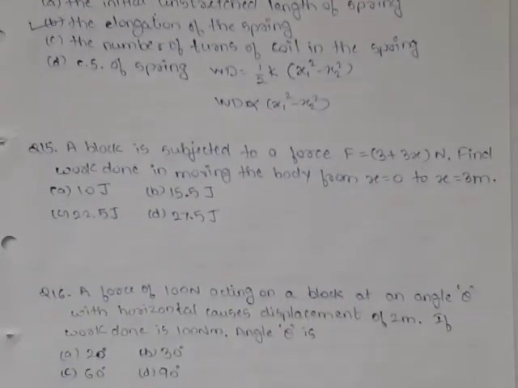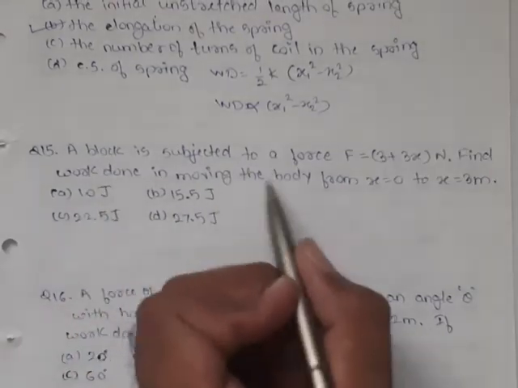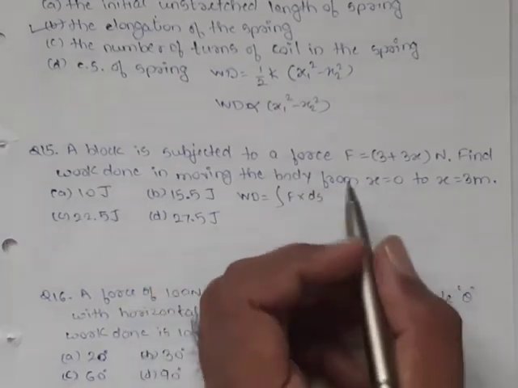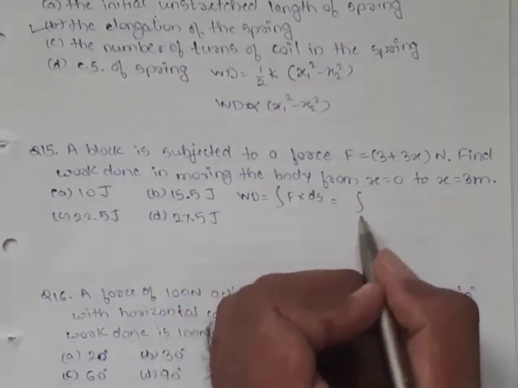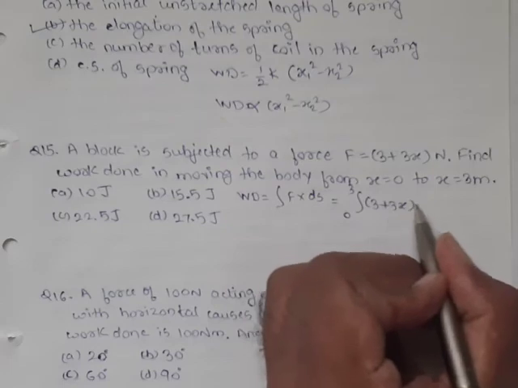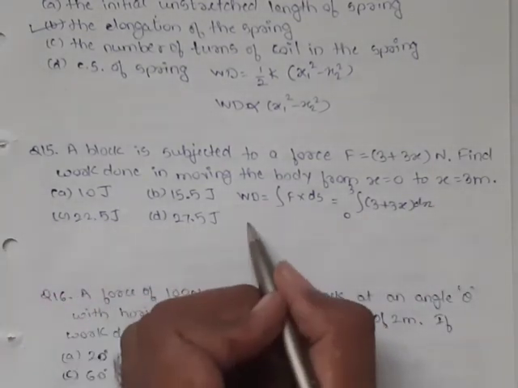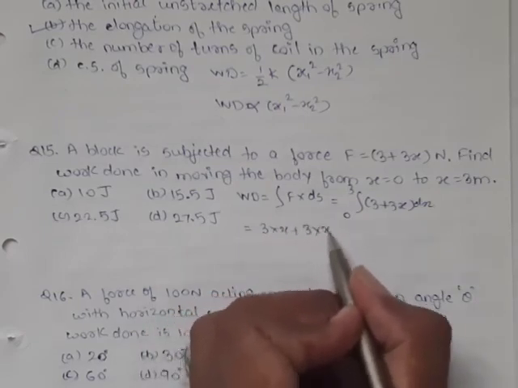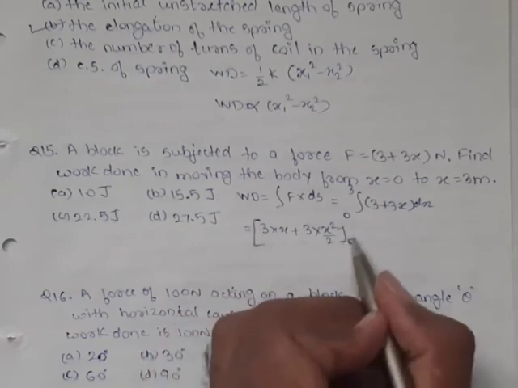Question 15, a block is subjected to a force F equal to 3 plus 3x newtons. Find work done in moving the body from x equal to 0 to x equal to 3 meters. So here work done is asked between limits. So our work done formula will be work done equal to integration of force into displacement, integration of F ds. Integration is between the limits of 0 to 3, 3 plus 3x into dx. When we solve the integration, it becomes 3 into x plus 3 into x square by 2 between the limits 0 to 3.